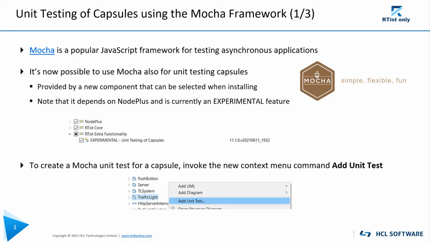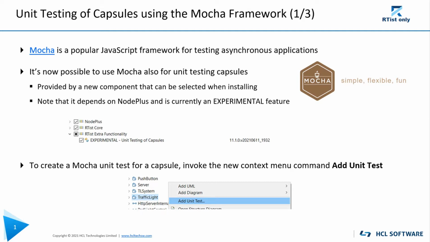So we are using the same functionality of Node Plus to add unit test cases for the capsule and to test them. But currently there are a lot of manual steps involved in this process. So what we have done is we have automated all those steps and we have introduced a new option, add unit test. We only have to invoke this command and provide the test details. All the components required for the unit test will be created.